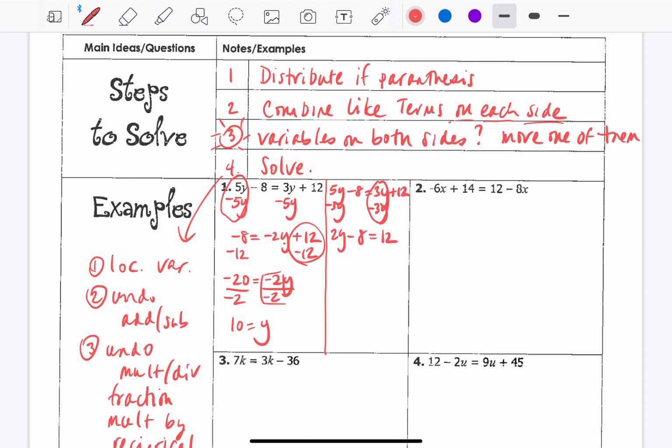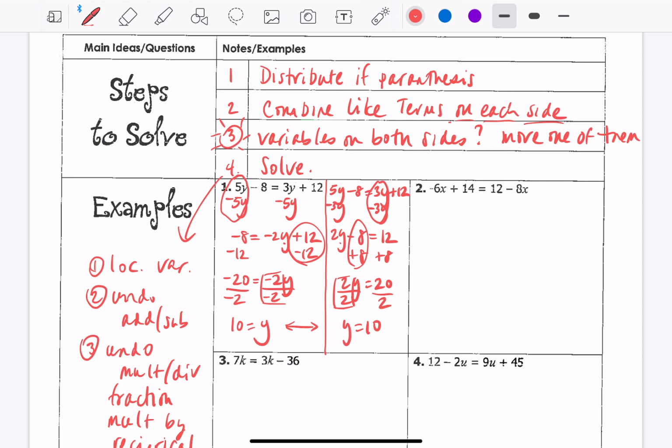And now I'm on to step 4. So I'm going to locate my variable. 8's being subtracted. I'm going to add 8. This becomes 0. I get 2y equals 20. I want to divide both sides by 2 because I want to get a 1 in front of the y. Its coefficient to be 1. So I get y is equal to 10. So notice, either way I chose to do it, I got the same answer. So it doesn't matter which one you pick to get rid of.